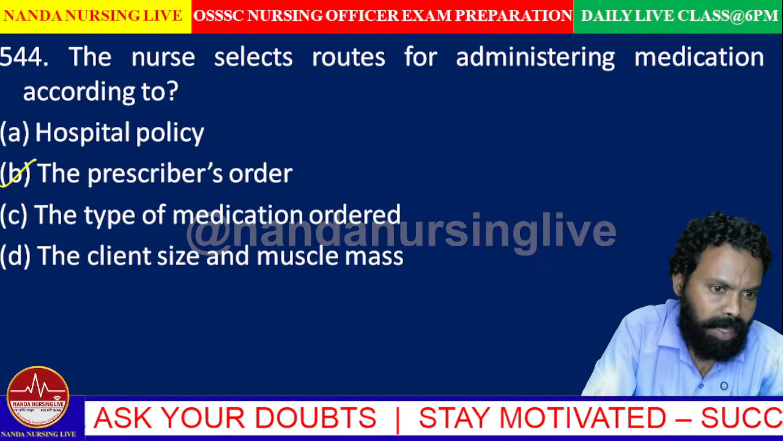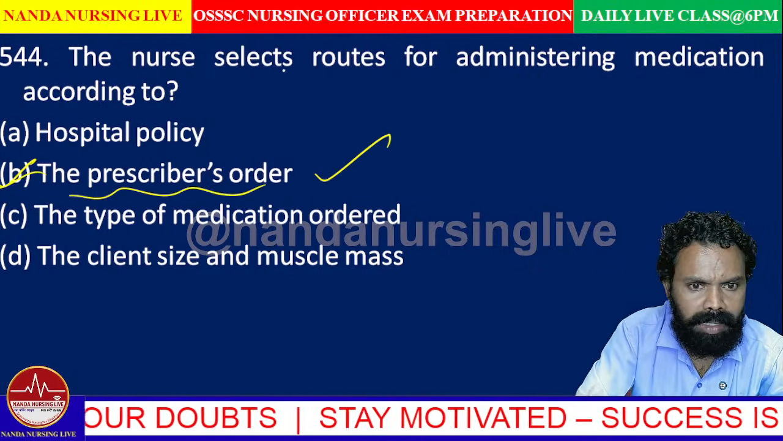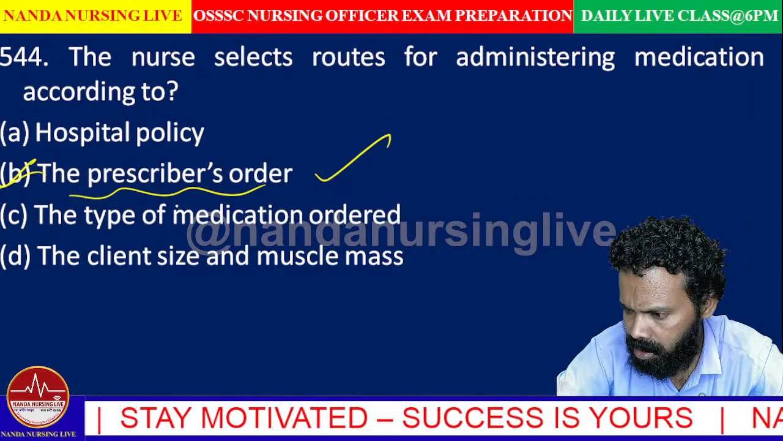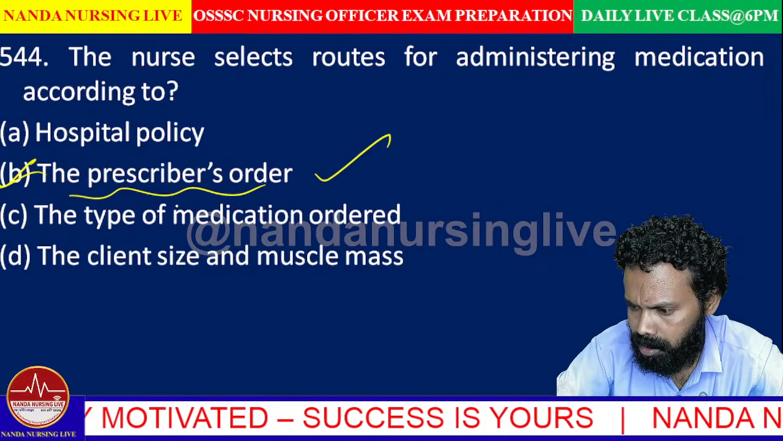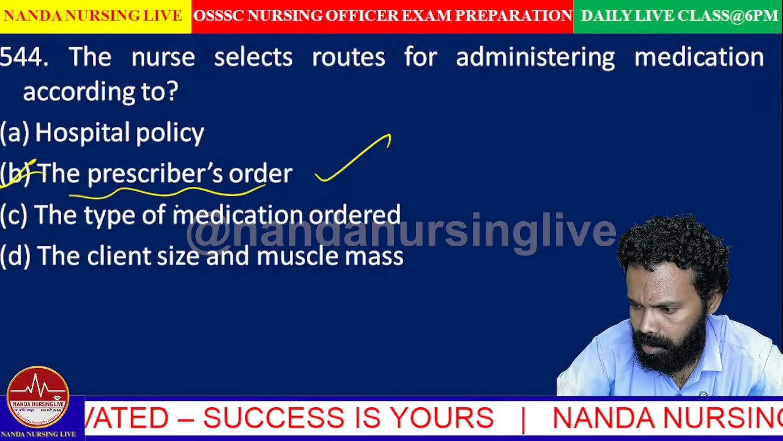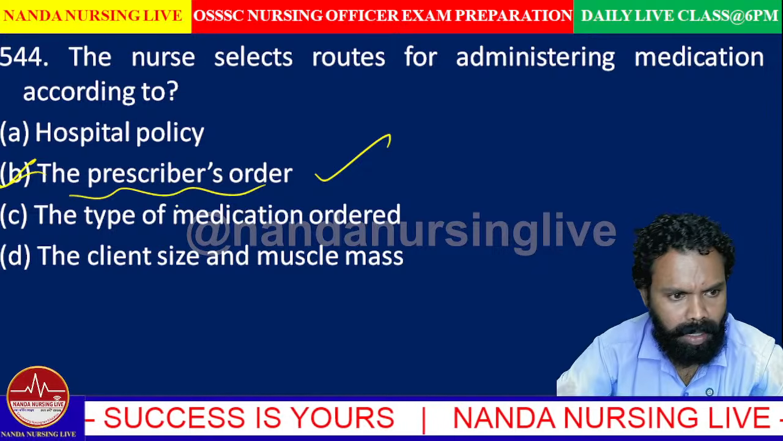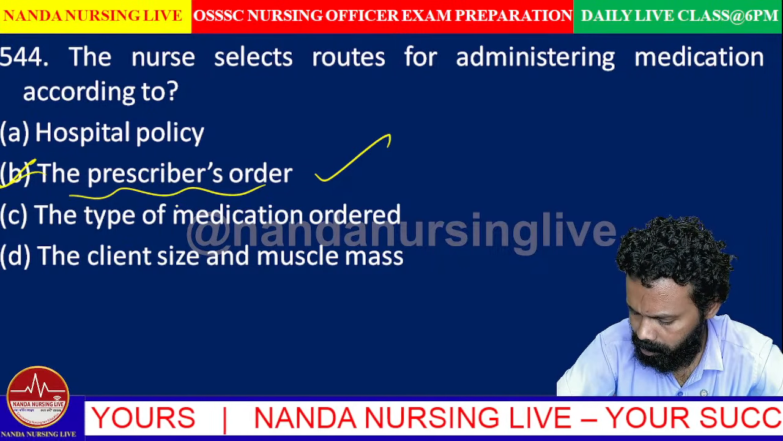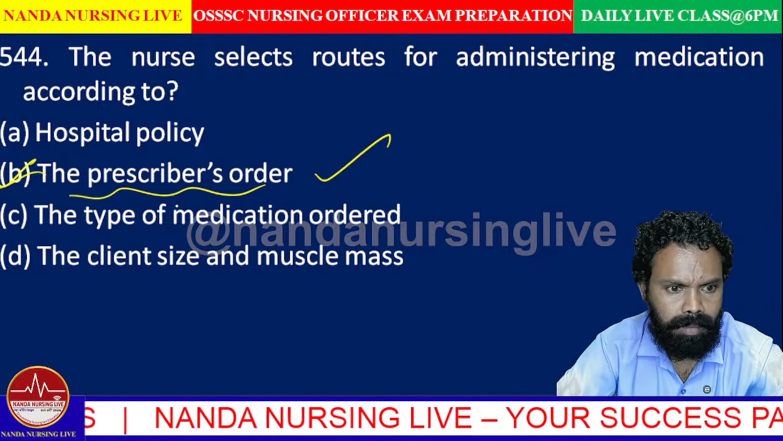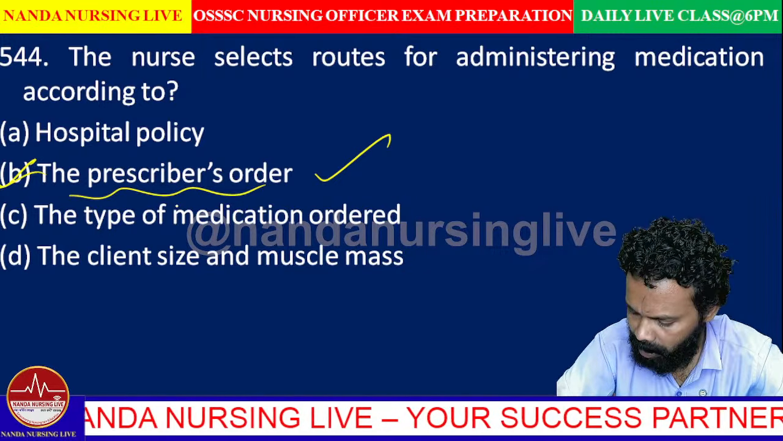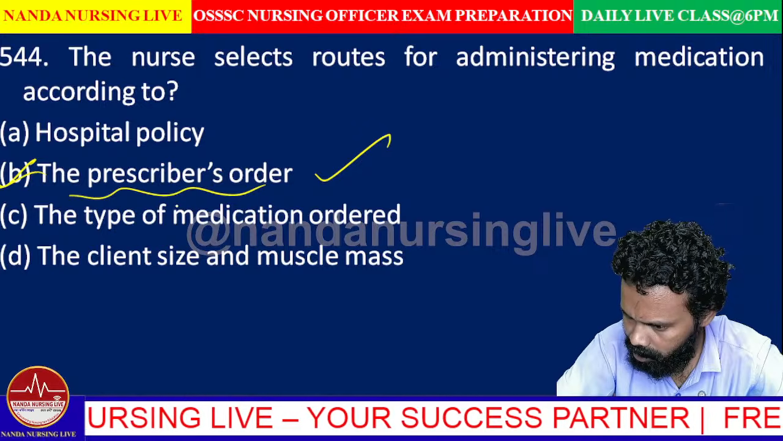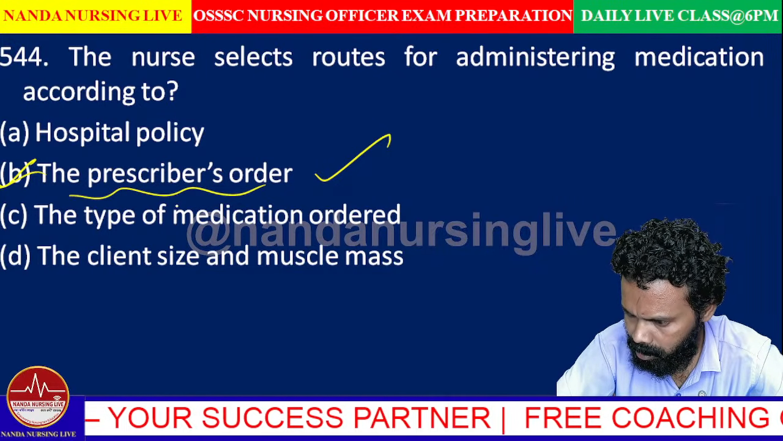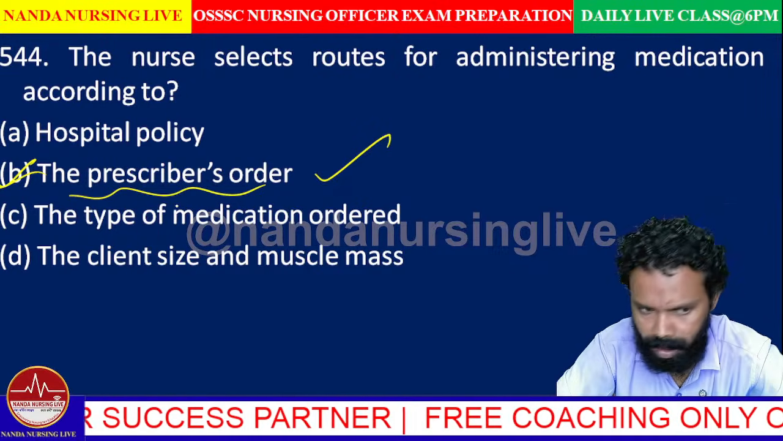Correct answer is option B, the prescriber's orders, right? The nurse selects routes for administering medication according to prescriber's orders, means doctor's orders. Right, option B is the correct answer. Prescribers, beta, prescribers is the doctors, no? Option B is the correct answer.